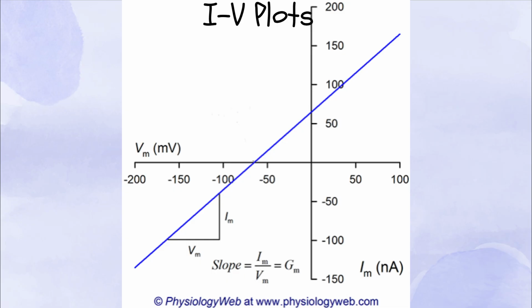Where the graph crosses the x-axis is the reversal potential, where the direction of ion flow would turn around. So at reversal potential, there wouldn't be any net movement inside or outside, zero current. This corresponds to our equilibrium potential. So the x-intercept on the plot can be an experimental way to see E ion.